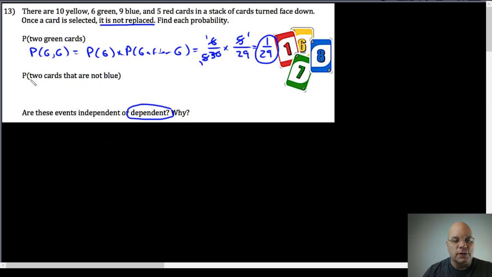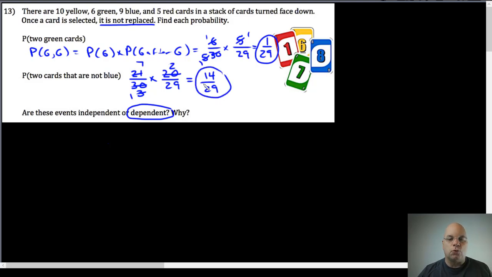The next one is asking us for the probability of 2 cards that are not blue. The probability of selecting a card that is not blue is the complement of the probability of selecting a blue card. There are 9 blue cards out of 30, so there must be 21 that are not blue out of 30. When that non-blue card is drawn, it's no longer available, so it's no longer one of the 21 favorable outcomes. Now I have 20 favorable outcomes out of 29 possible outcomes. I see this 20 and 30 have a common factor of 10, so I'm going to divide them both by 10, factor out the 10/10ths, which is 1 whole. The 21 and the 3 have a common factor of 3, so this can become 7/1. 7 multiplied by 2 is 14. 1 multiplied by 29 is 29. So that probability is 14/29.